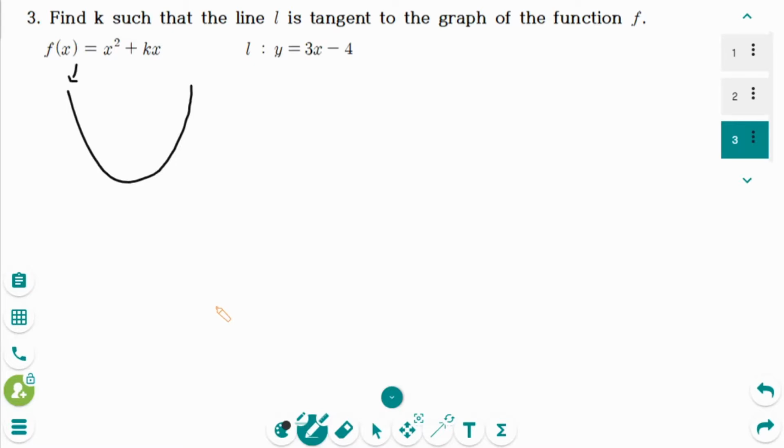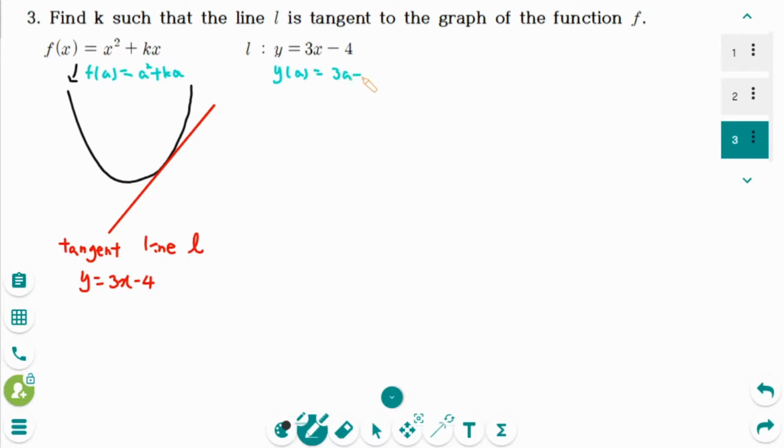Number 3, suppose here is the graph of f of x equals x squared plus kx and tangent line L, which is y equals 3x minus 4. F of a equals a squared plus ka, and y of a equals 3a minus 4. Let the point be this one or this one because the tangent point is on the curve and on the tangent line. At the tangent point, y values are the same, so this one and this one are the same. Therefore, a squared plus ka equals 3a minus 4. Let this be number 1.